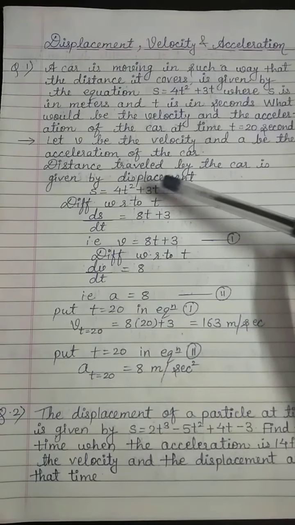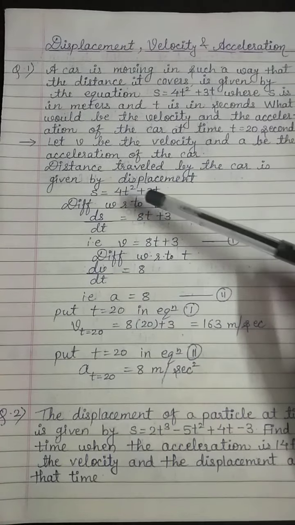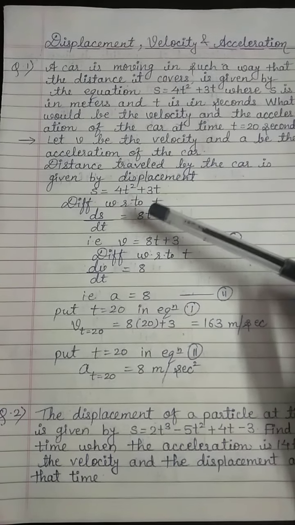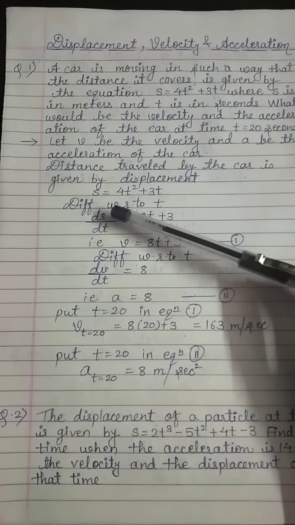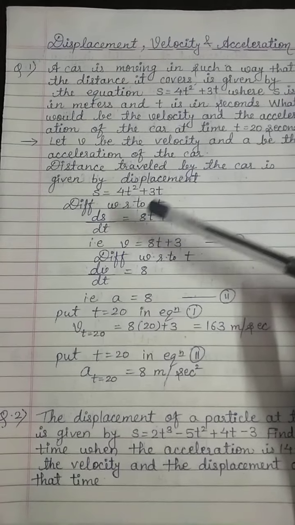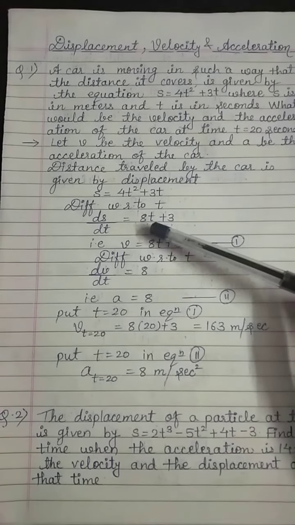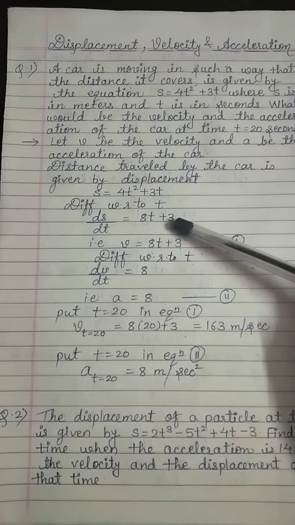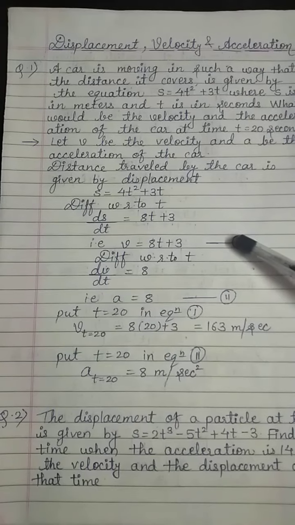Now distance traveled by the car, that is displacement, s = 4t² + 3t. And as I told you that derivative of displacement with respect to time t, that is ds/dt, is nothing but the velocity. So here differentiating with respect to t, we get 8t + 3 and this is nothing but the velocity. We call this as equation number 1.